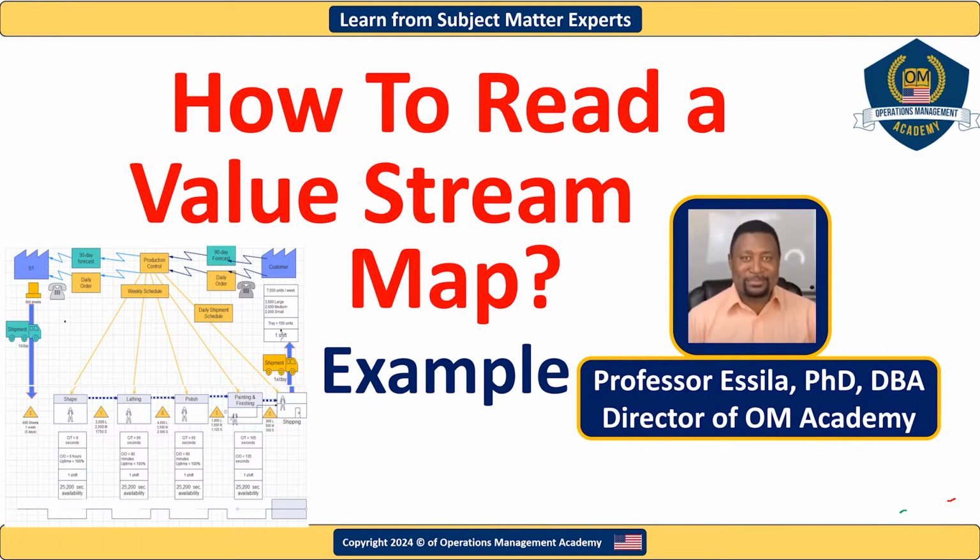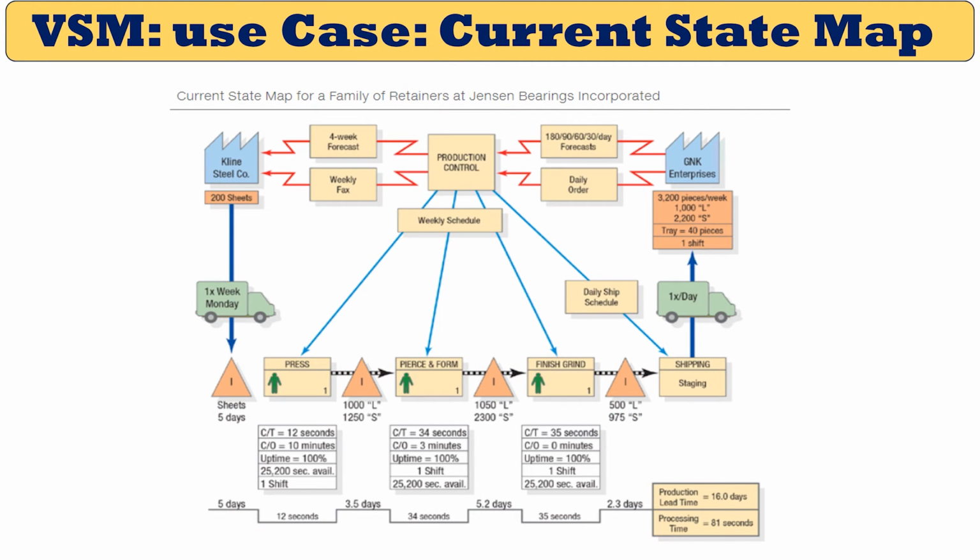Welcome to our series on value stream map, and today we'll learn how to read a value stream map. The first thing that you notice when you see a value stream map is it will always have the company under study, and the company under study here is Jensen Bearing. You can see it right here, Jensen Bearing Incorporated. This case is actually from Krajewski and Malhotra's operations management textbook.